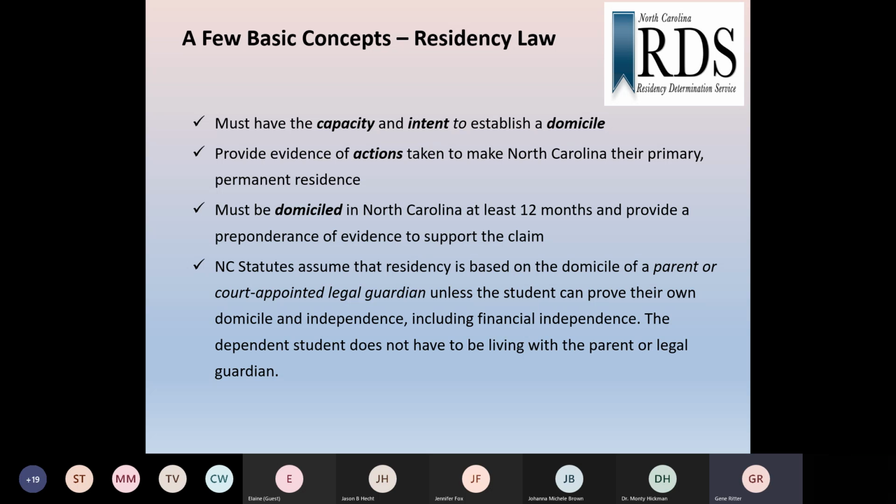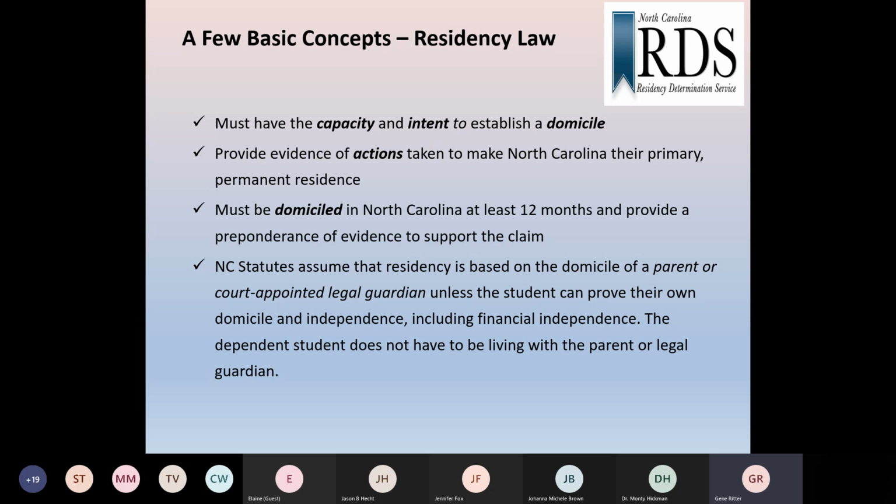The statutes also assume that the younger the person is, you are domiciled where your parent or guardian is, unless they can show they're independent. And again, this is probably more on the UNC side, but we have a lot of students who move here, and after 1 year, to their mind, I've been here a year, why can't I get in-state?